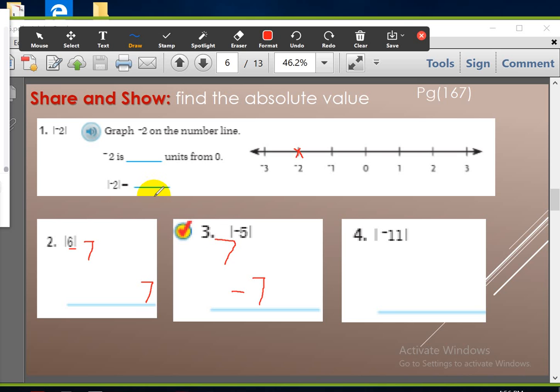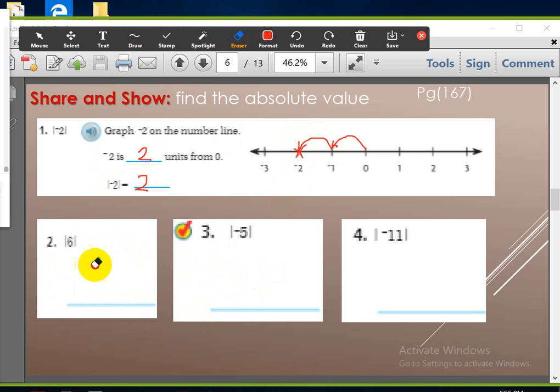Okay, raise your voice, please. 2. Very good, Joanna. It's 2, the same number as the positive number. So negative 2 is 2 units from 0. Look, 1, 2, 2 units. This one and this one. Okay. So the absolute value of negative 2 is 2.